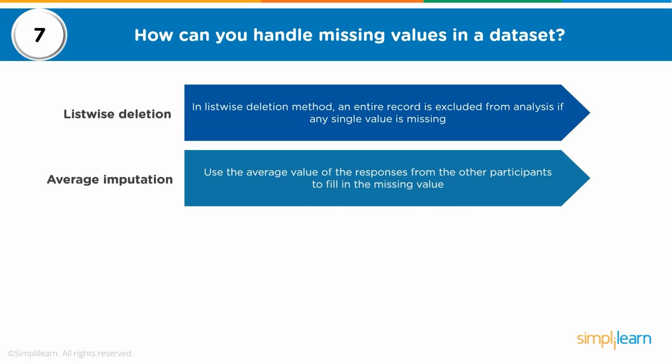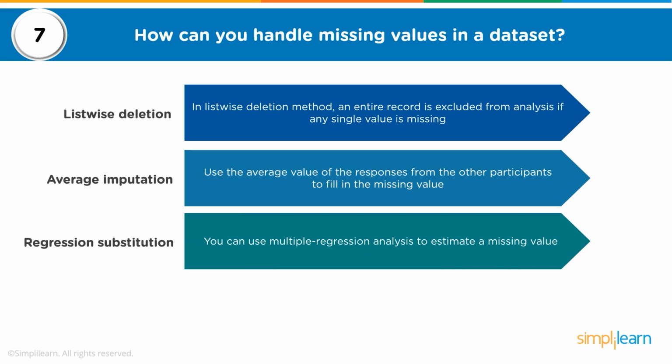Average imputation. Use the average value of the responses from the other participants to fill in the missing value. This is really useful, and they'll ask you why these are useful, I guarantee it. If you have a whole group of data that's collected and it doesn't have that information in it, at that point you might average it in there.